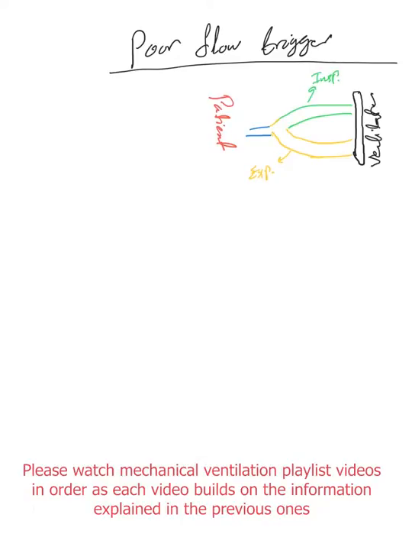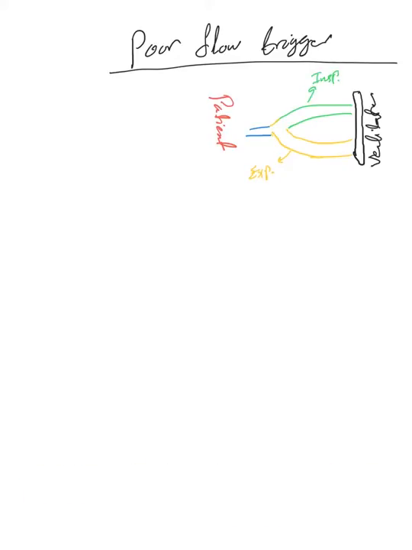So, poor flow trigger. As you all know, we just explained that for a flow trigger to properly work, we set a threshold, and usually we set a 3 liter per minute difference between the inspiratory limb and the expiratory limb. And once the ventilator senses that the flow here is bigger than the flow here by 3 liters per minute, for example, this is the threshold, just an example, it will go and deliver the breath.